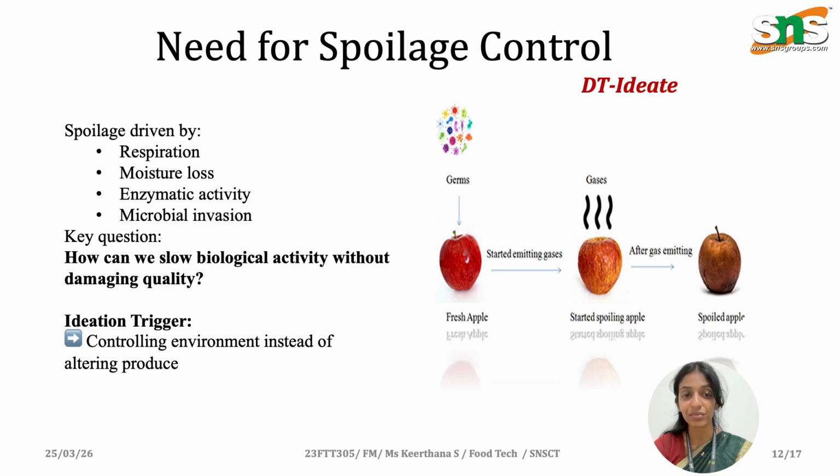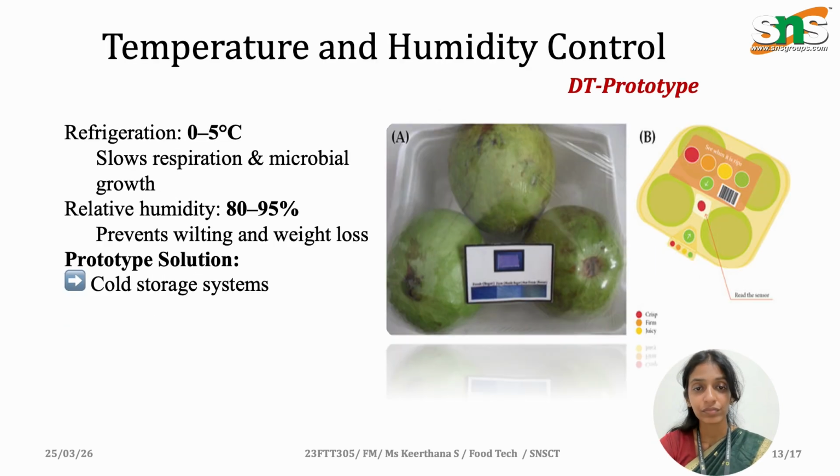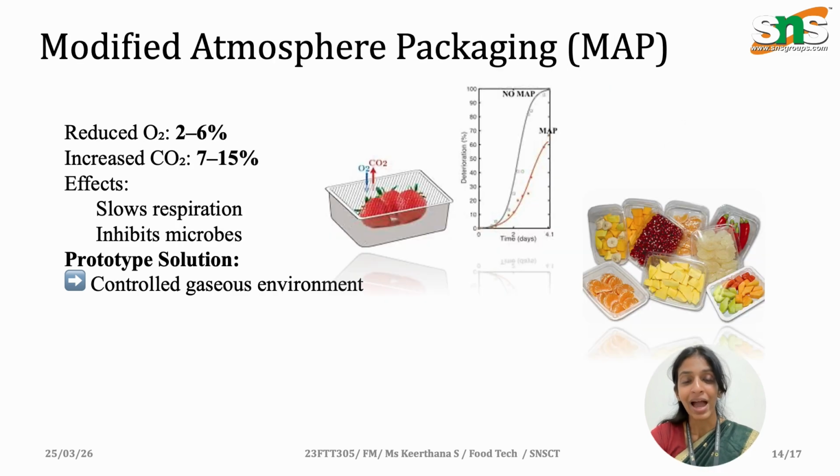And then we also have humidity control. As you can see in the image, this is one of the ideas where we use cold storage systems and try to maintain the relative humidity, which can prevent weight loss and the wilting process. And then we have modified atmospheric packaging where we try to reduce the oxygen level and increase the carbon dioxide levels. As a result, it slows down the respiration and inhibits the microbes, where we give a controlled gaseous environment which can keep the products fresh internally.